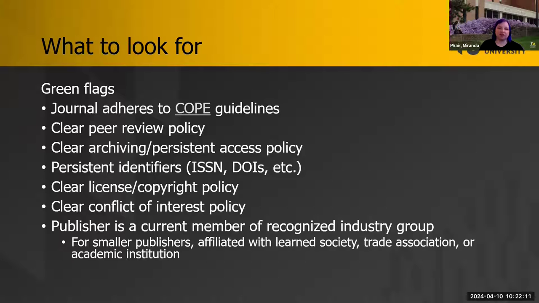Another way to look at this, and I'll show you a few places you can find this information too, is if the publisher is a current member of a recognized industry group, that's typically a good way to double check. It doesn't always work as well for smaller publishers, but if they're affiliated with some kind of society or a trade association or an academic institution, which is helpful for very small publishers, because there's a lot of smaller journals that are based out of universities or university libraries. If they're affiliated with a legitimate accredited institution, they're probably fine, even if that publisher isn't a member of an industry group.